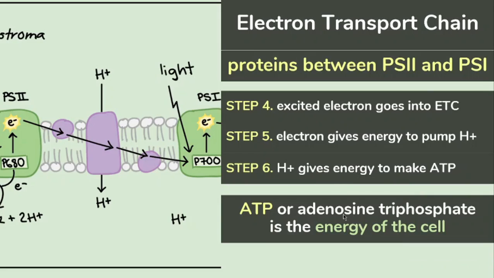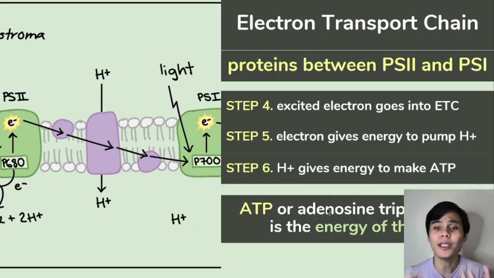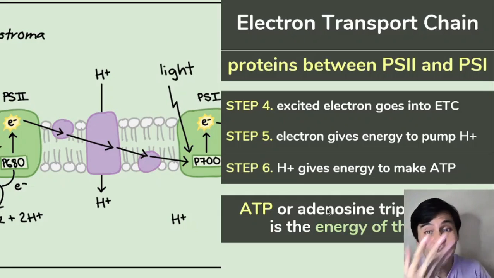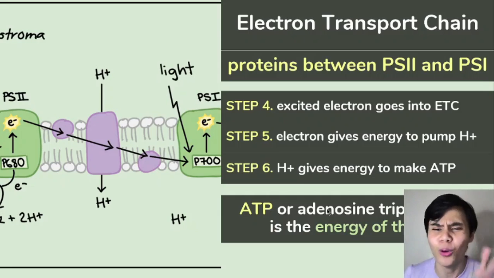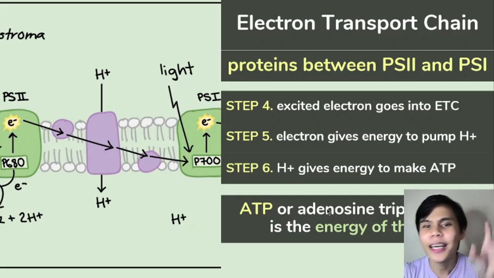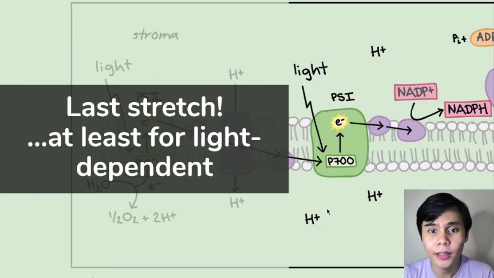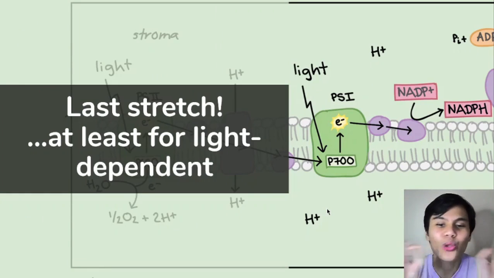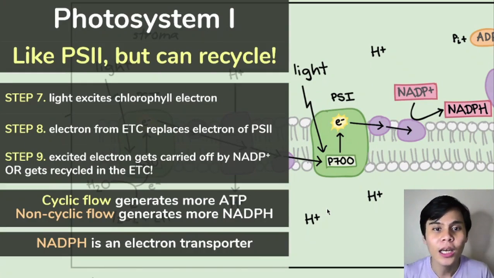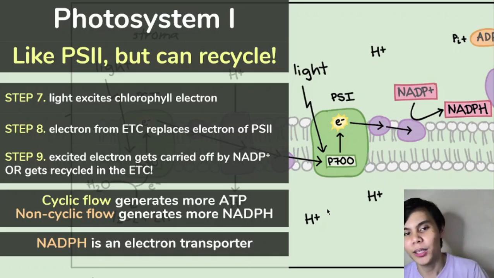This is the energy of the cell. So again, we now have energy in the form of ATP because of the energy from sunlight that excited the electron in photosynthesis. Okay, so again, summary is, in the first part, we have an excited electron. In the second part, we use that excited electron to make ATP. Right? So now we are in the last stretch for the light-dependent reaction. This is photosystem 1. Again, it was discovered first, but it functions later in the light-dependent reaction.